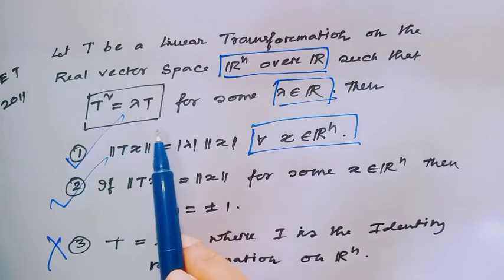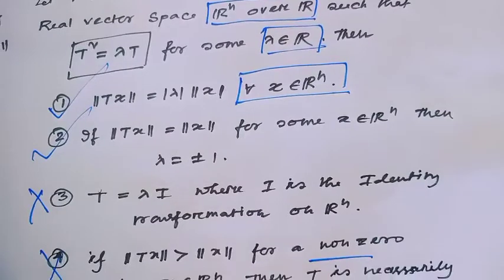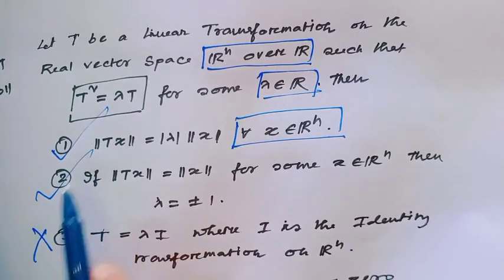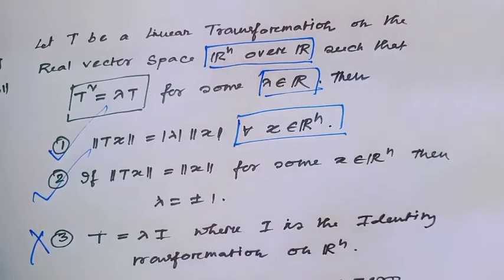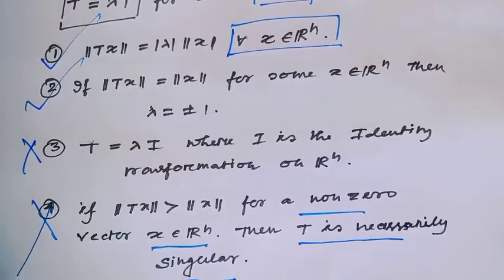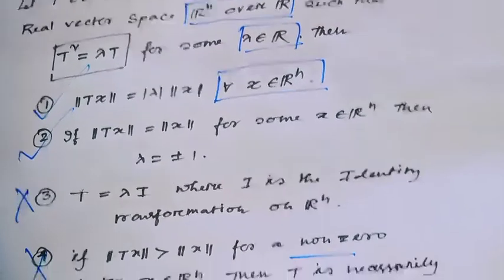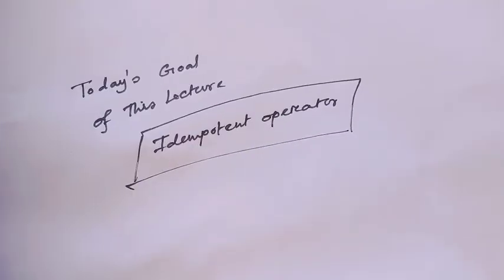If T square equal to lambda T, then that does not always imply T equal to lambda I, where I is the identity transformation on Rn. That means only option 1 and option 2 are right options. Are you getting it? This is a very easy and very basic question. I hope all my viewers have understood this type of question easily, but it is very important. Okay? We will see our goal of this lecture.